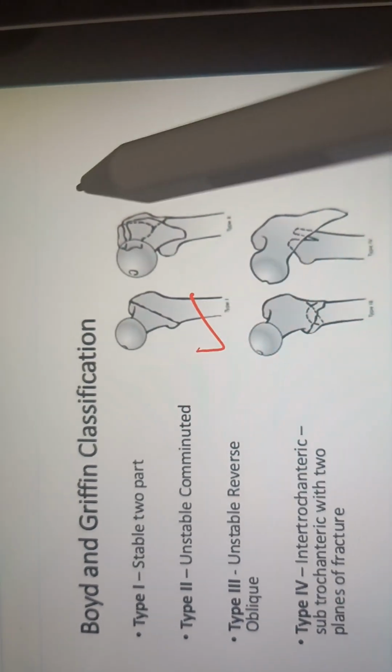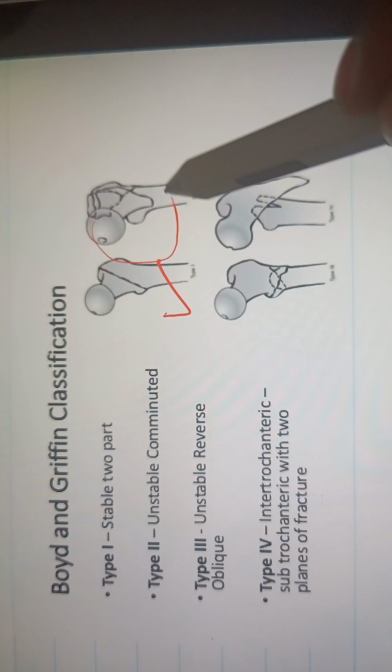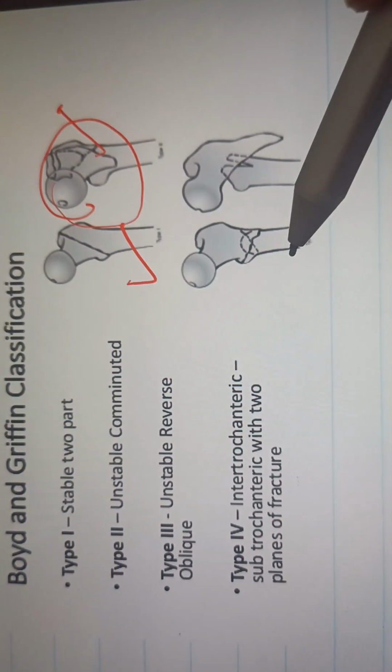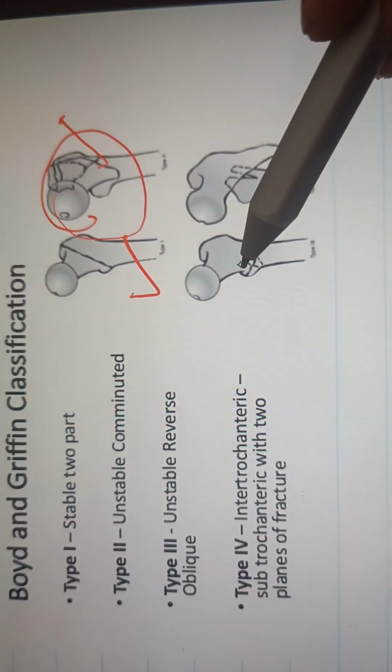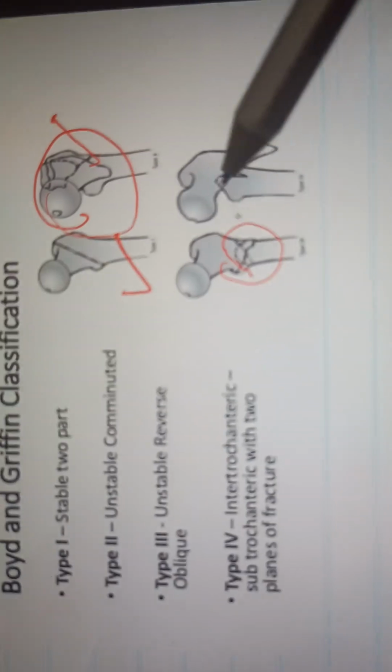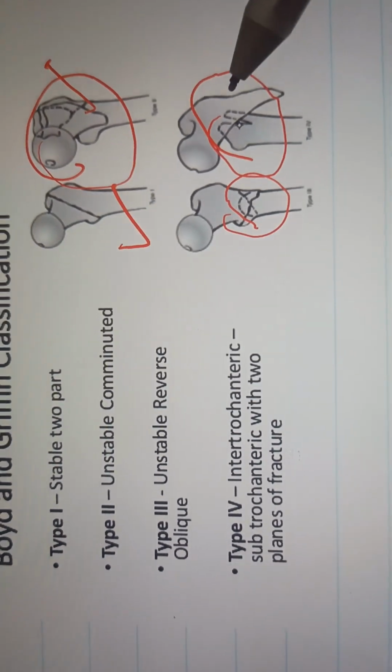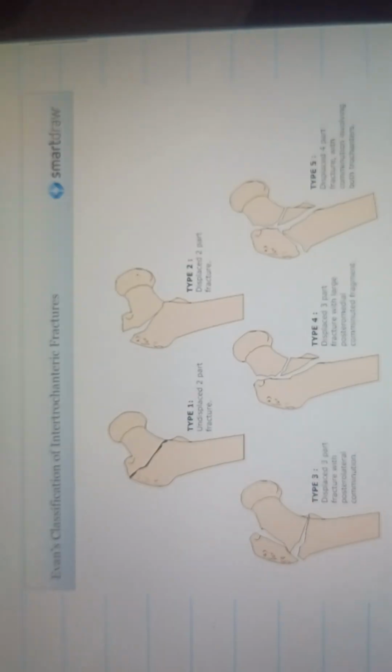In first type, it is stable IT fracture. Second type, you can see that there is comminution present. So it is unstable comminuted type. This is the third type. In third type, you can see reverse oblique pattern. In fourth type, you can see comminuted with subtrochanteric extension. So this is Boyden-Griffin classification. Next comes Evans classification.